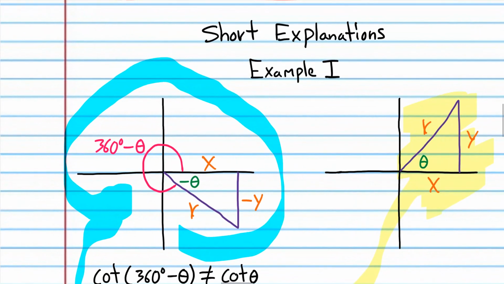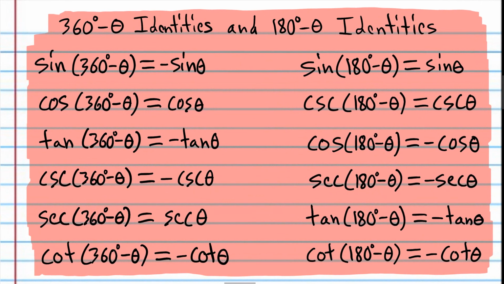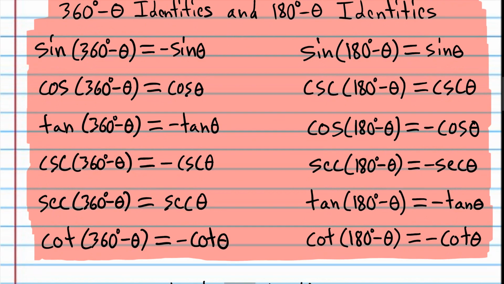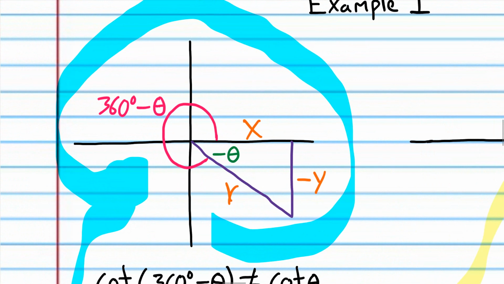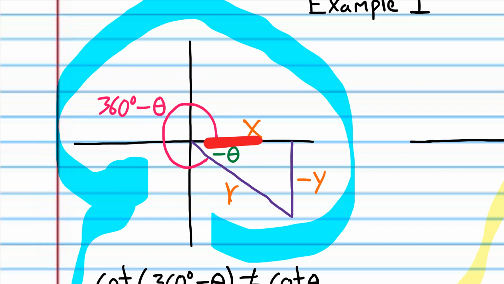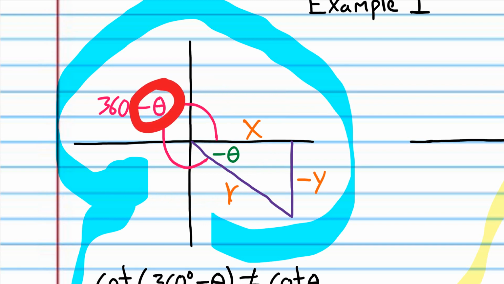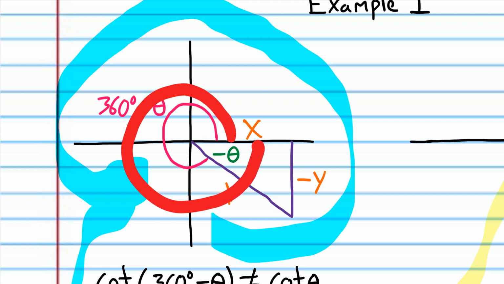In this case, what we have to do, and by the way, why don't you go ahead and take a picture with your phone of these. You're going to need these. What we need to do is the 360 comes first. So you have to rotate 360 degrees all the way around, of course starting on the positive part of the x-axis. You always start on the positive part of the x-axis. Rotate all the way around, then you're going to subtract theta.